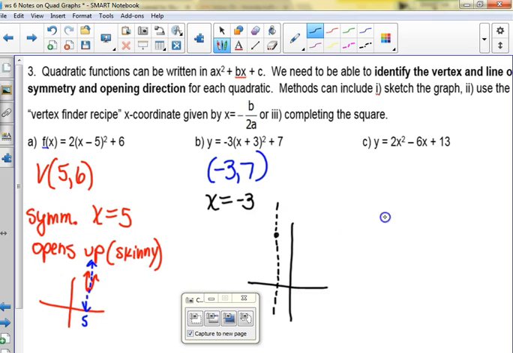But something else is a -3, right? The leading coefficient here, which means that it opens what? Yes, it opens down and is narrow.